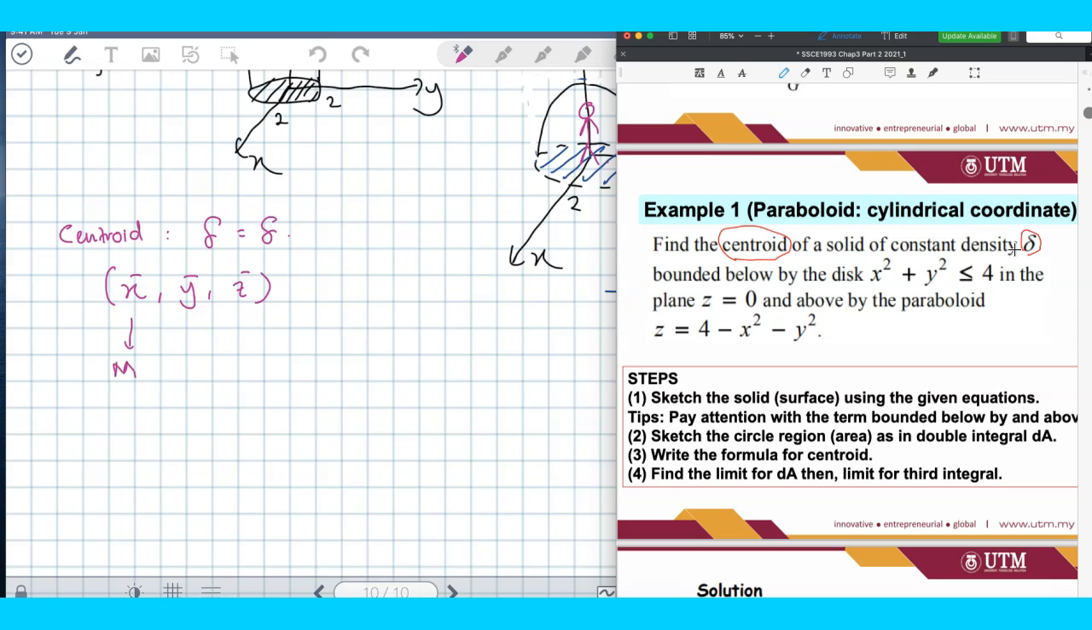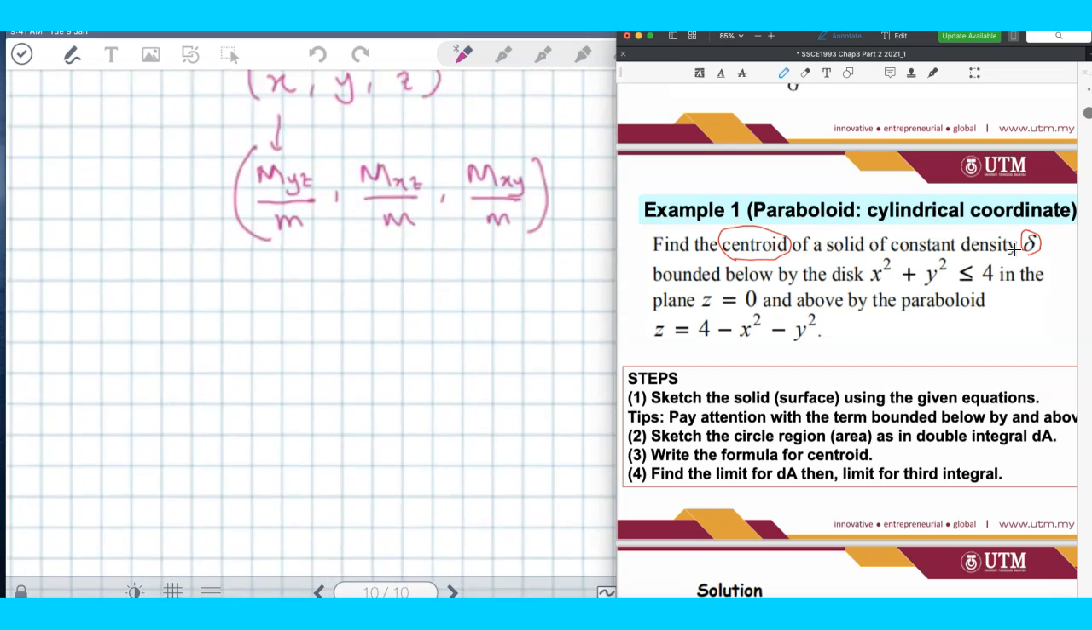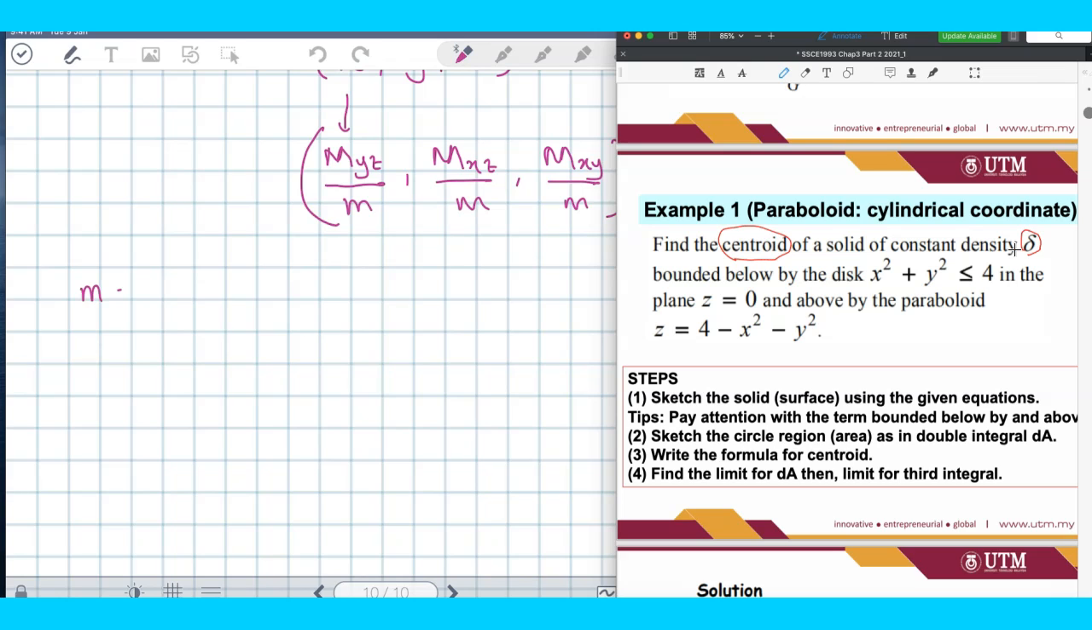Okay, so the formulas: x bar is the moment of mass, because that is x, so you have Myz over the mass, and y bar is Mxz divided by the mass, and z bar is Mxy divided by the mass. So first you need to compute the mass. What is the formula to get the mass of a solid? The mass of a solid using a triple integral, where the density function is constant, is the integral of delta dV.